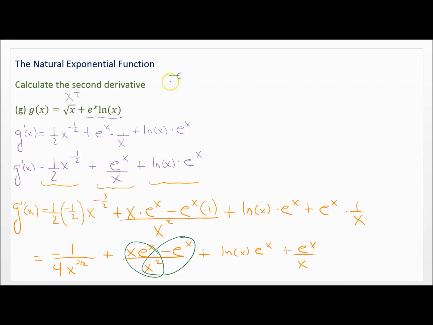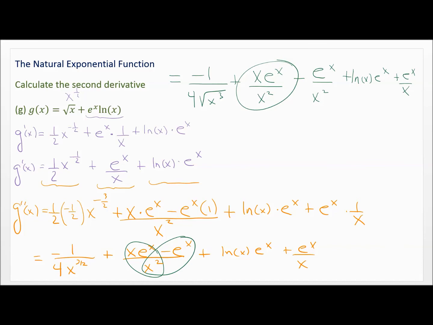So in green I'm going to clean it up. I've got negative 1 over 4. Again, you can write that as x to the 3/2, or you can write it as the square root of x to the 3rd. All right, plus, now this first term here, x e to the x over x squared. So, I said that wrong, e to the x over x squared. We'll simplify that in a minute. Minus e to the x over x squared plus natural log of x e to the x, and at the end plus e to the x over x. Now, fact is, right here, that is an e to the x over x. Do you see it? This x cancels with one of those.